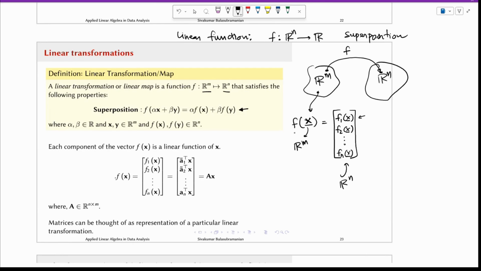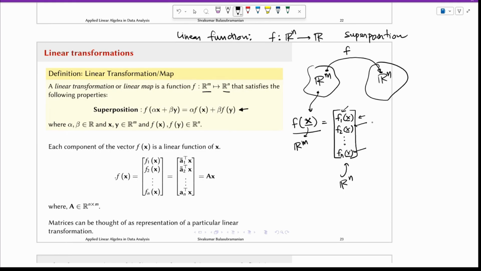It turns out that this map f of X will be a linear map or a linear transformation if the individual functions here, right, are all linear functions. That means f1 of X takes an element from Rm, produces a real number, and it satisfies the superposition principle. f2 of X takes an element from Rm, produces a real number, and it satisfies the linear superposition. If functions f1 to fn are maps from Rm to R and satisfy the superposition principle, then the entire map is a linear transformation.